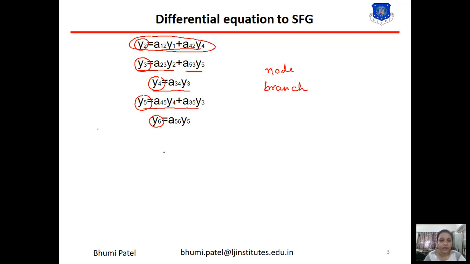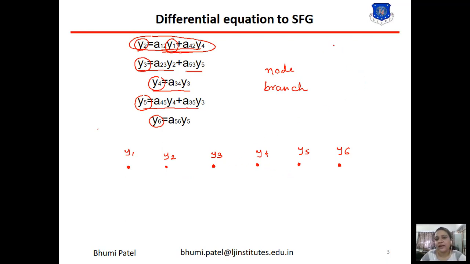So we put a node for each. The first node is y2, the second node is y3, the third node is y4, the fourth node is y5, the fifth node is y6. And y1 appears in the first equation, which means y2 depends on y1, so the first node of the signal flow graph is y1. So here you can see that we have 6 nodes in these equations.